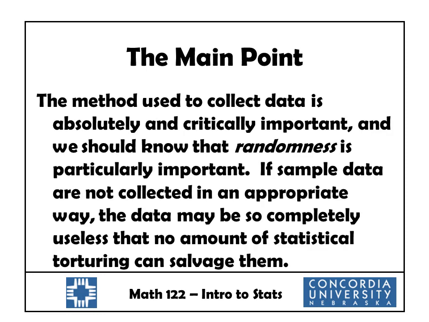The main point of Chapter 1 is that the method used to collect data is absolutely and critically important, and we should know that randomness is particularly important. If we don't have a random sample, then we're not going to be able to use a lot of our tools and formulas that we'll learn later on in the semester. We have to have a random sample in order to analyze our data properly. And again, this second sentence here we've seen before. If the sample data are not collected in an appropriate way, the data may be so completely useless that no amount of statistical torturing can salvage them.